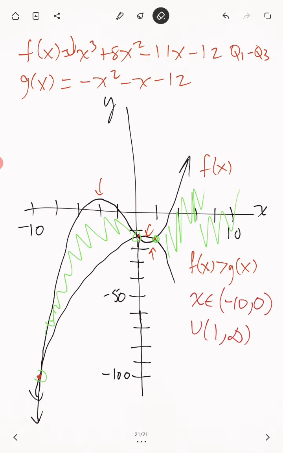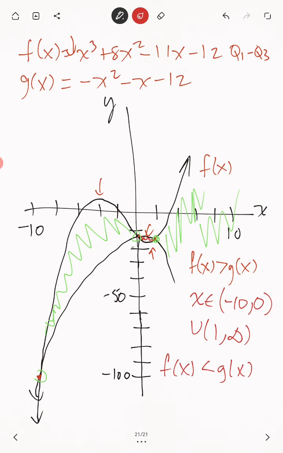And now we need to do f of x less than g of x. And so, of course, that would just be the interval that remains in between these two intervals, because in that interval, f of x is actually below g of x.